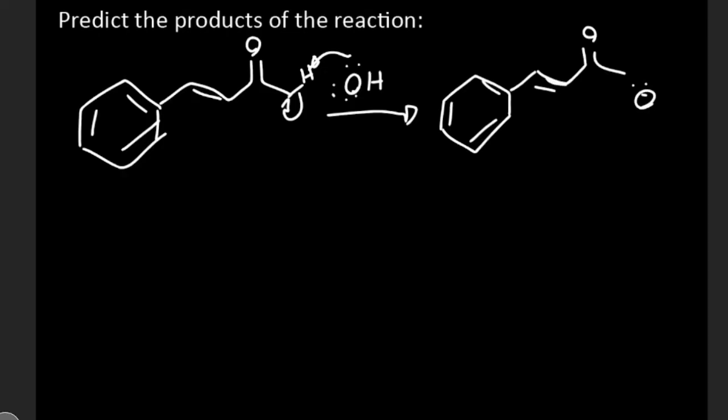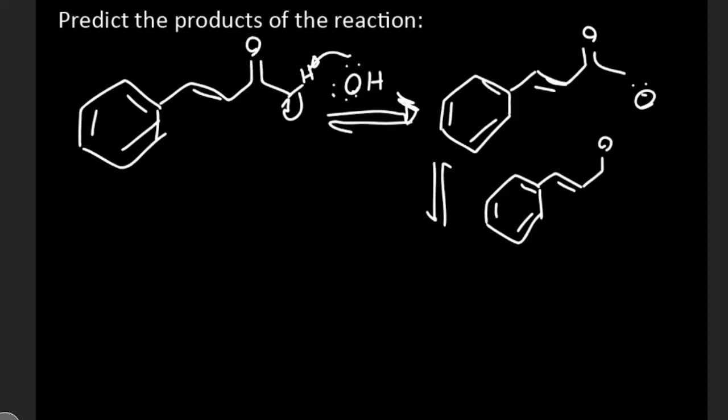And this enolate will just attack another. I'm going to draw these in equilibrium, even though you really don't have to because it ends with the condensation step, it's still nice to draw them in equilibrium. So it's going to attack another molecule of itself. So it's going to be like that.